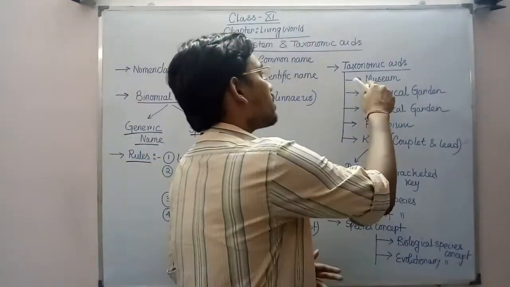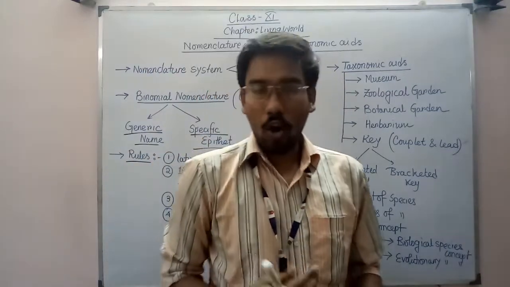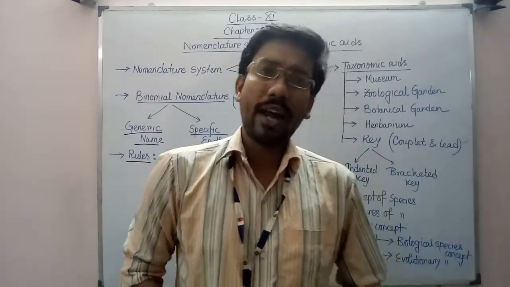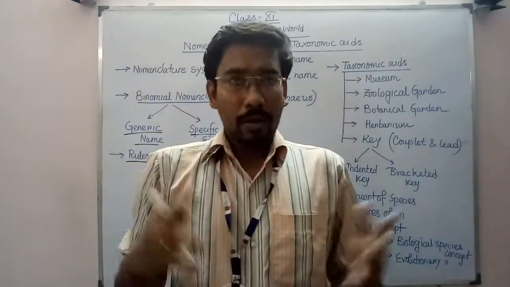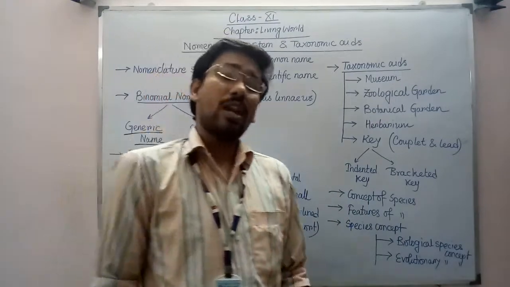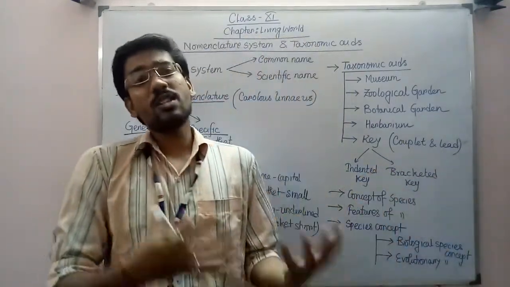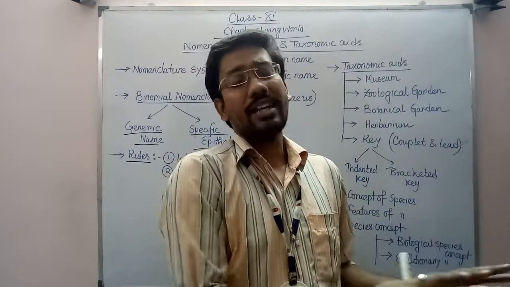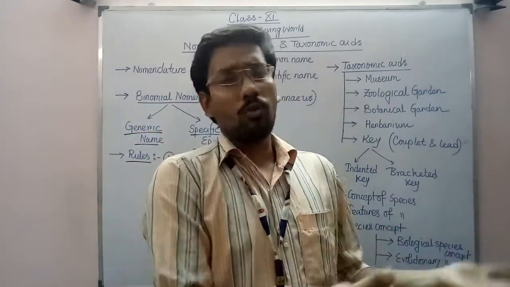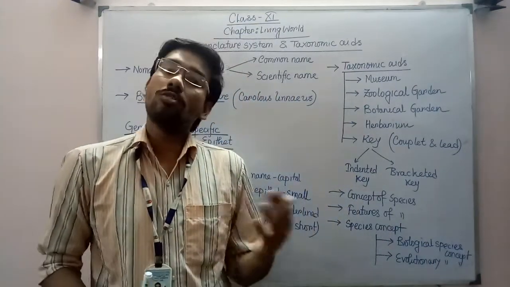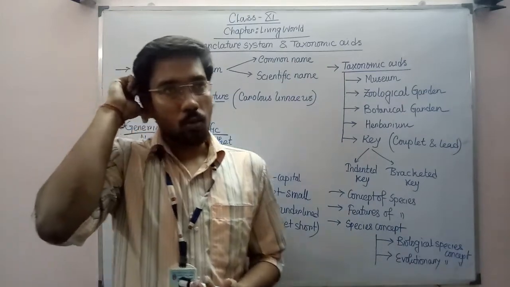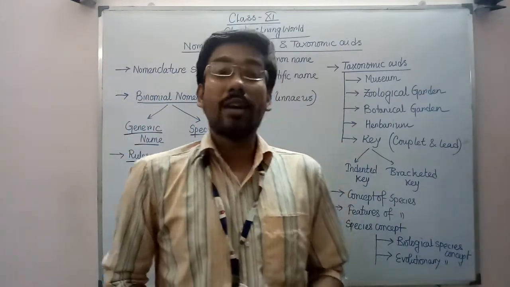Now the first taxonomic aid we can see is the museum. Always when we are classifying an organism, or when we want to study any organism, we go to the museum. Because in museums, there are various kinds of animals and plants, existing as well as already extinct. Their dead specimens are generally kept within formalin, a chemical, or even without the chemical. So obviously by going to the museum we can get an idea about extinct organisms.